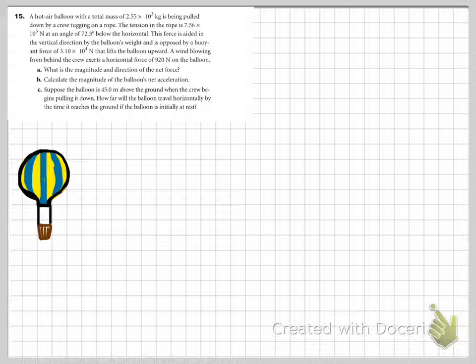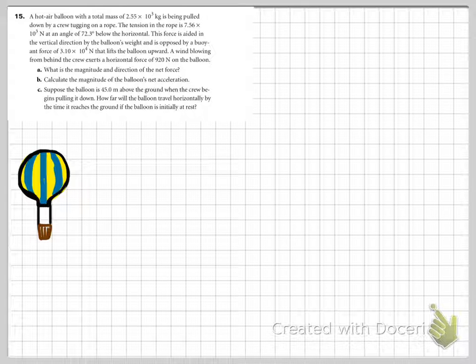Hi, it's Moser with a little hint and tip on number 15, the very last one on the 4B worksheet that's associated with your Holt Physics textbook. So we've got a hot air balloon with some ridiculous amount of mass being pulled down by a crew who is tugging harder than they really should have to on a rope. We're given the force of tension in the rope, we're given the angle at which the force of tension is being applied, and we obviously can figure out the force of gravity on the balloon.